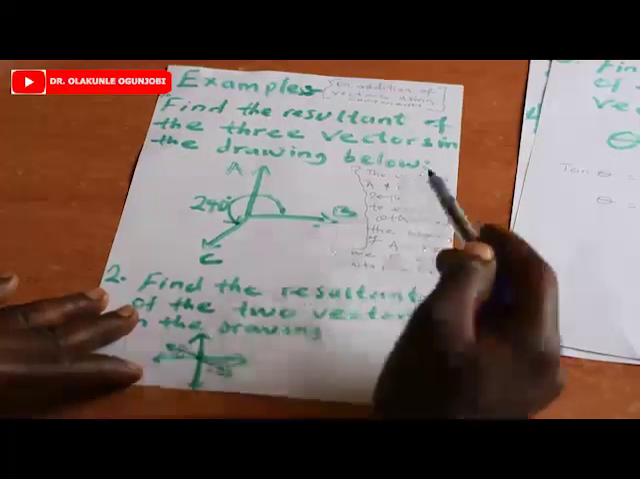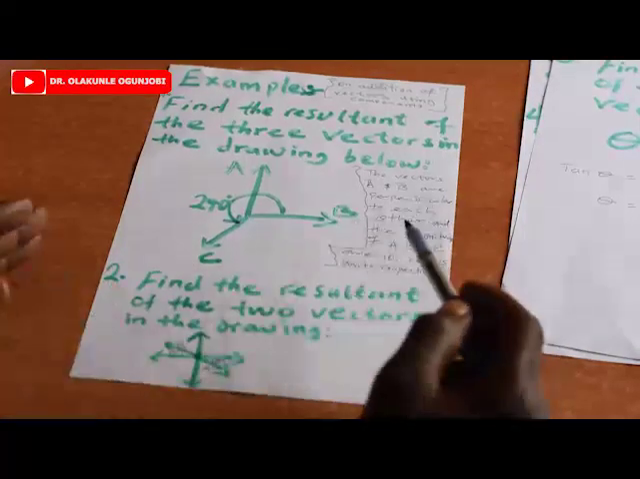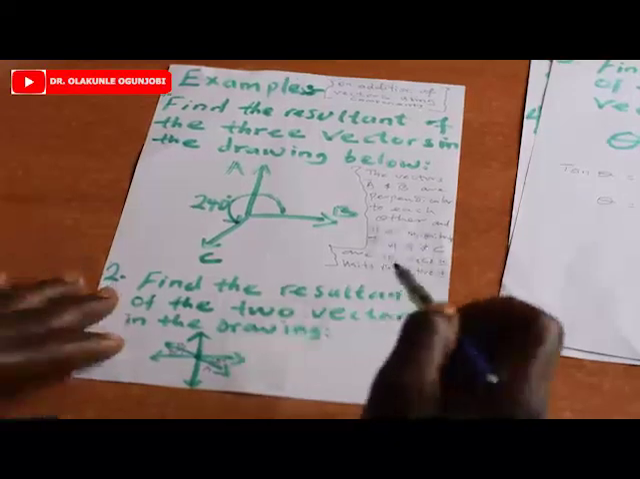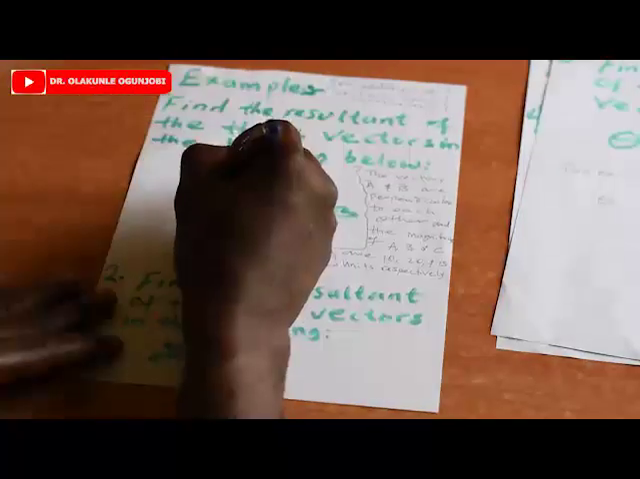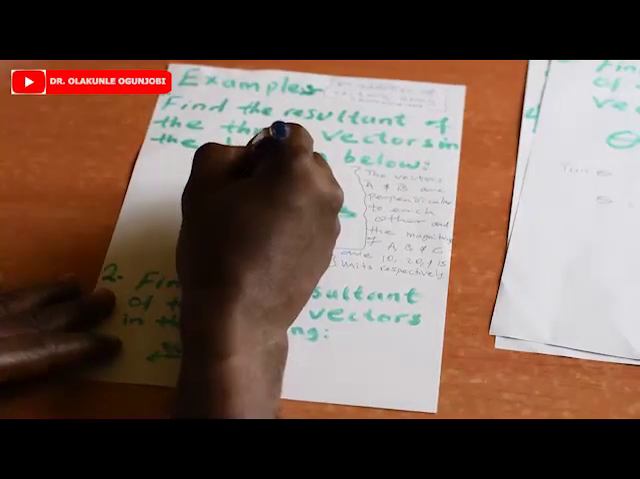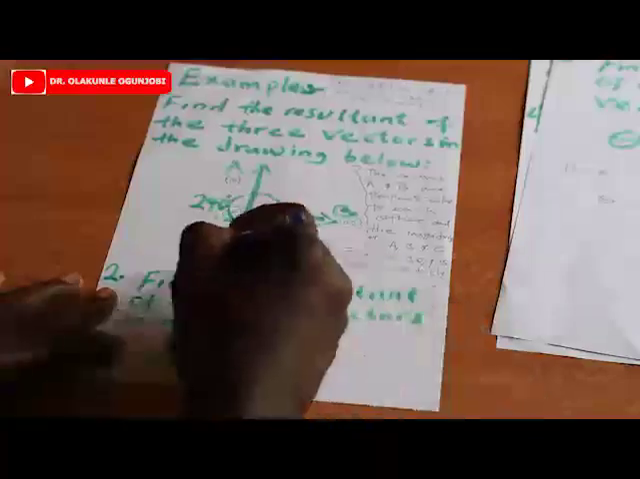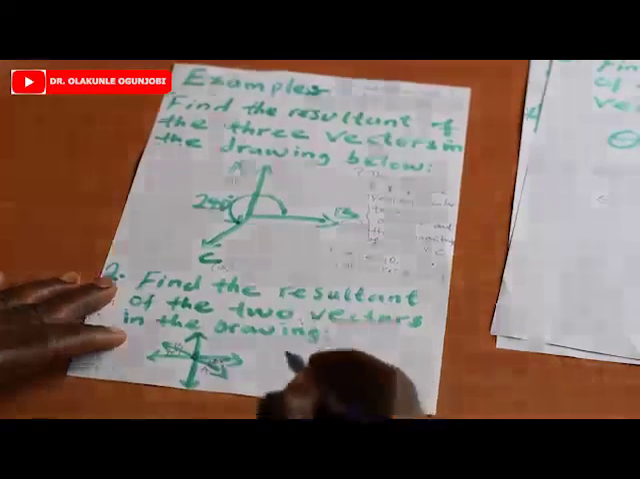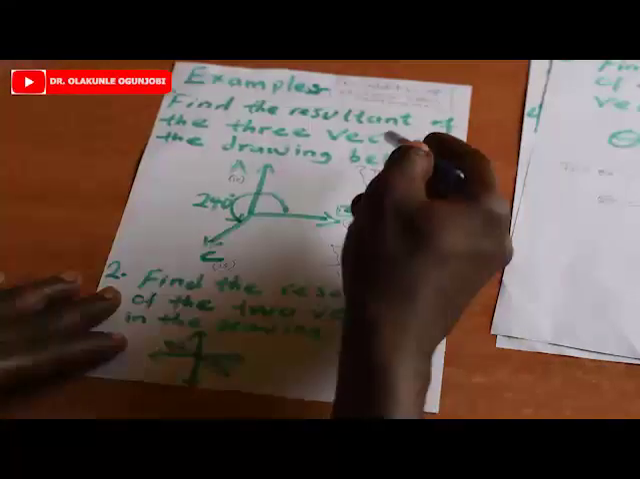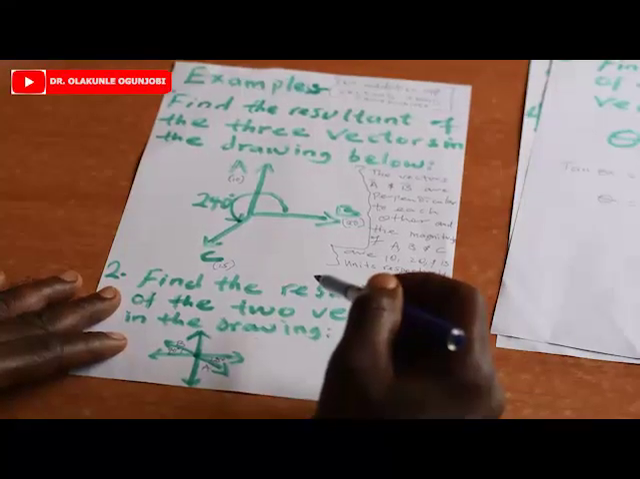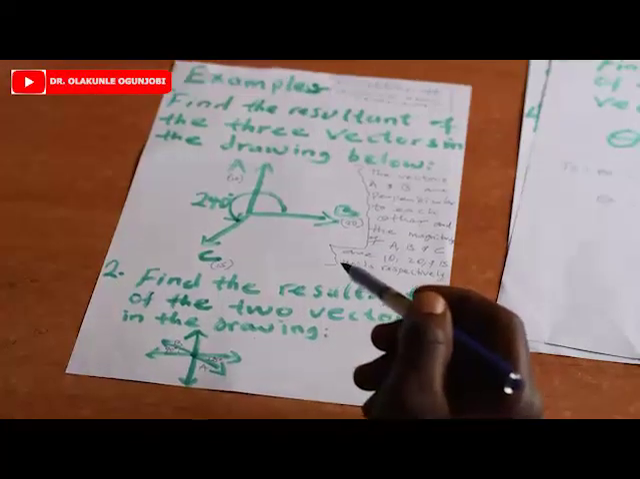The vectors A and B are perpendicular to each other. You can see they are perpendicular to each other, and the magnitudes of A, B, and C are given as 10 for A, 20 for B, and of course C is given to be 15 units. So in this case I want you to find the resultant of the three vectors. You follow the same procedure. All right, so let me see what you can do.